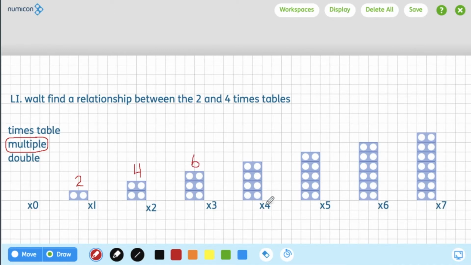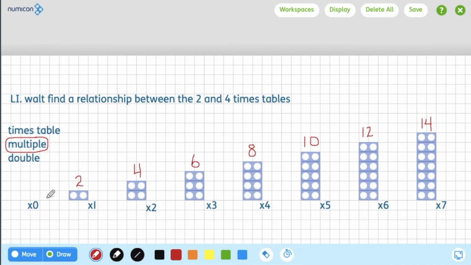4 2's is my fourth multiple, that's 8. 5 2's is my fifth multiple, that's 10. 6 2's is my sixth multiple, that's 12. 7 2's is my seventh multiple, that's 14. And then we just carry on and on, but I don't have enough screen for that.